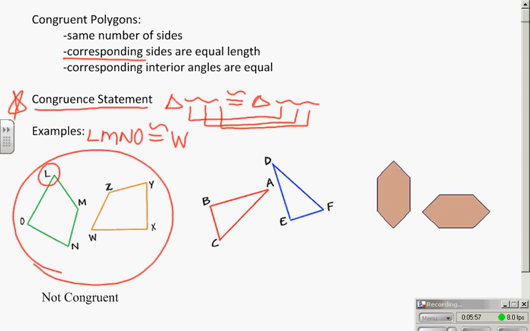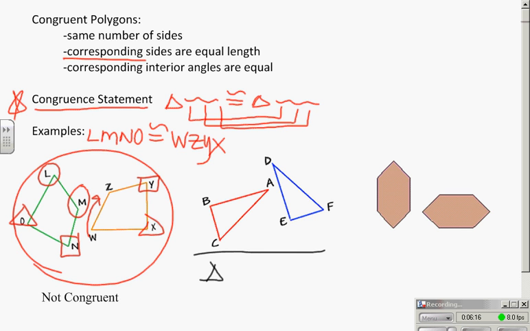Now L looks like it corresponds to W. Now I went to M, which is going to correspond to Z, N corresponds with Y, and O matches up with X. That is a congruency statement.